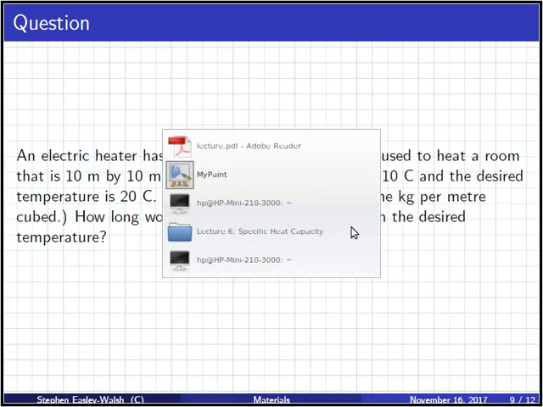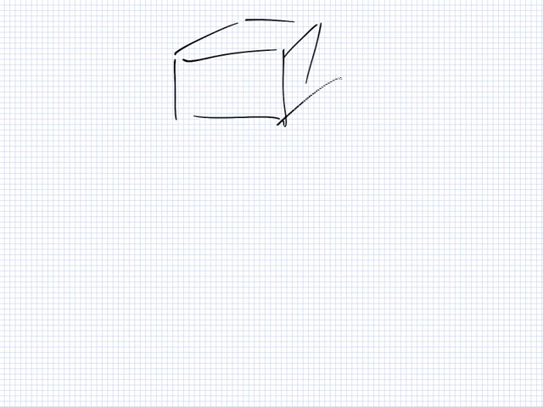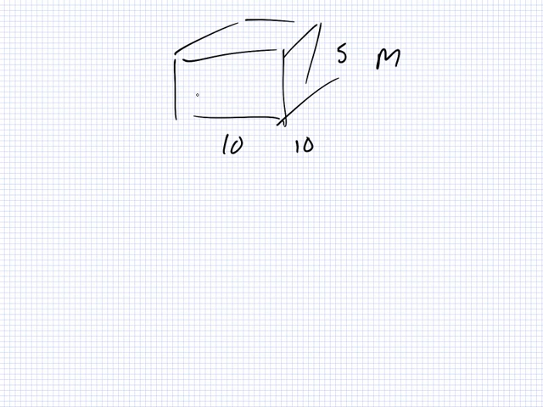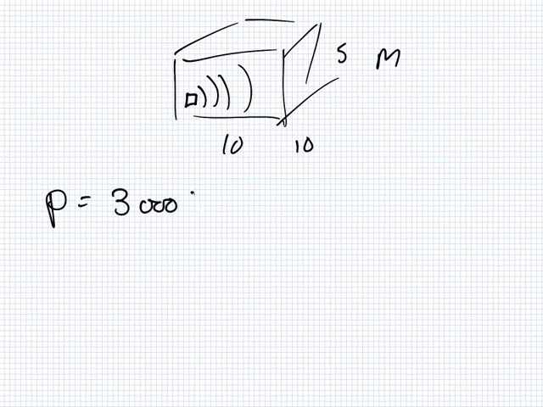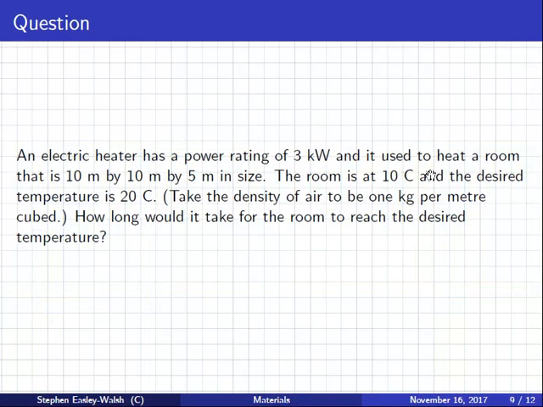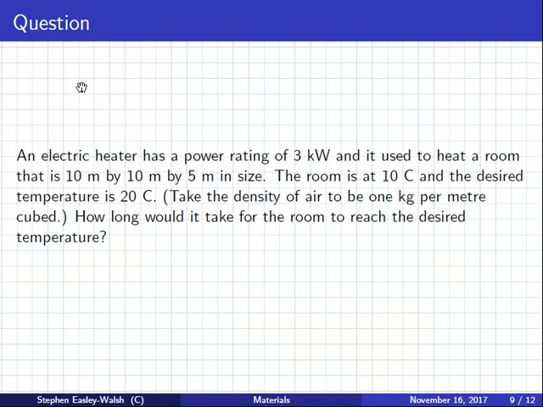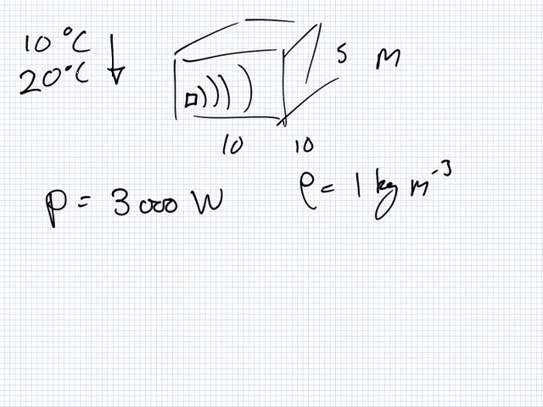So what's happening here, you've got a room, and it's 10 by 10 by 5 meters, and you have an electric heater, and the heater heats the room, and you want to know how long will it take. So the power of the heater is 3000 watts, the density is 1 kilogram per meter cubed. What else do you know? You know that you want to go from 10 Celsius to 20 Celsius. So what formula do I need here? This is like my electric kettle example.